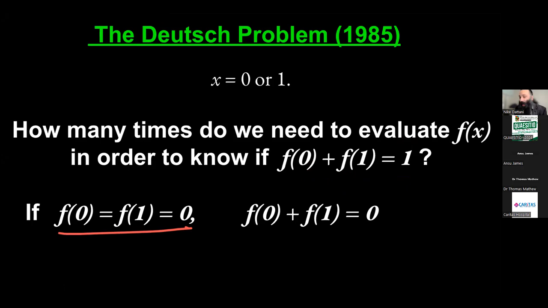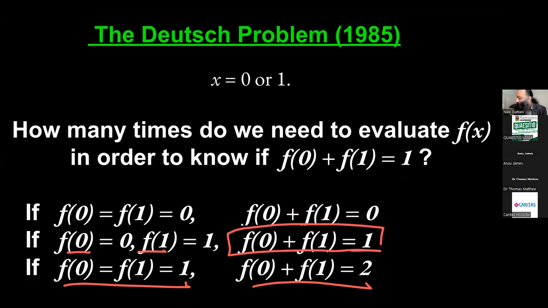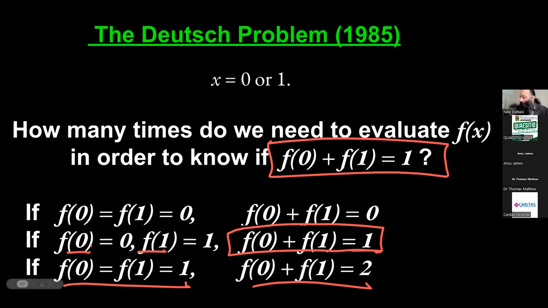So if f of 0 and f of 1 are both 0, the sum will be 0. If f of 0 and f of 1 are both 1, the sum will be 2. If f of 0 and f of 1 are different, then we will have a sum of 1, which is what we want. Okay, so if f of 0 and f of 1 are the same, we will get a 0 or a 2. If they are different, we will get a 1. And then the question is, how many times do we have to evaluate f of x if we want to know whether or not f of 0 and f of 1 are different? And the answer is that you have to evaluate f of x twice.